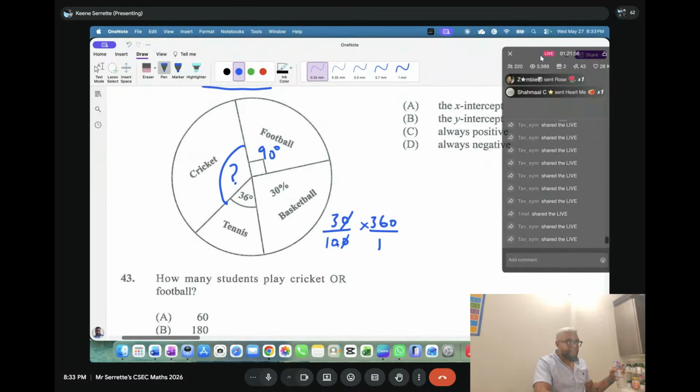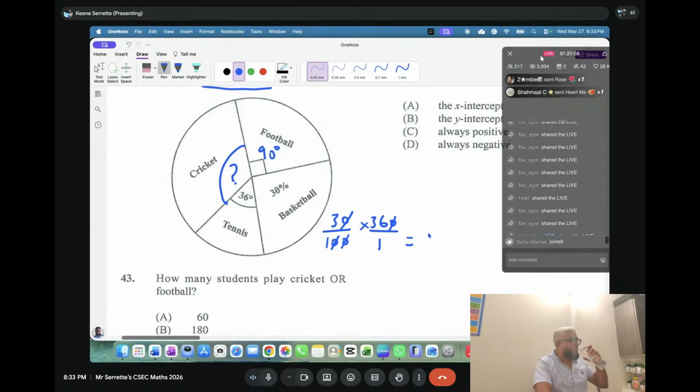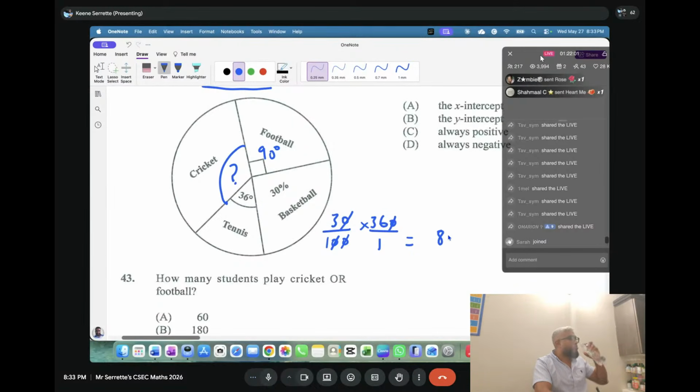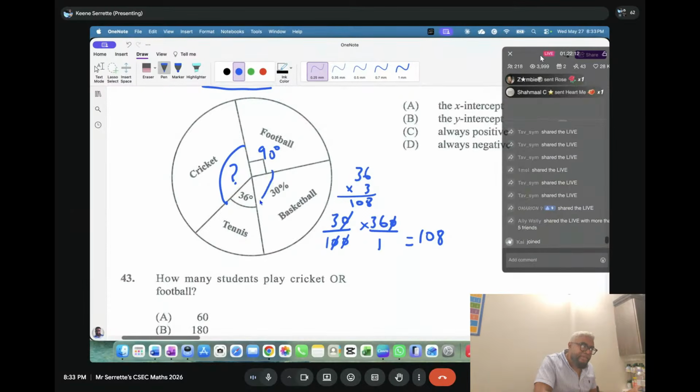3 by 3, 6 is what, by? Sorry, 36 multiplied by 3, which is 108, right? 108 here. So this here, my children, will be 108 degrees. So in order to find out what cricket would be, what do I do? Proper. 360 minus football, basketball, and tennis. How many degrees represent cricket?